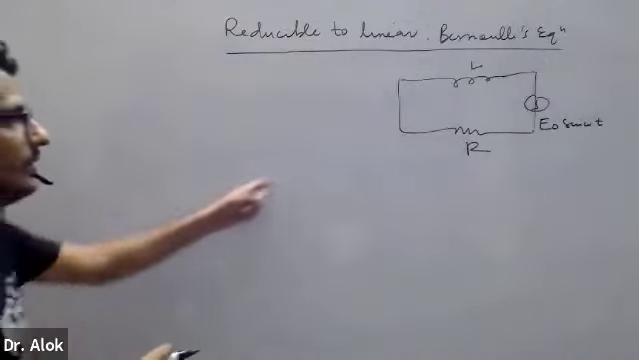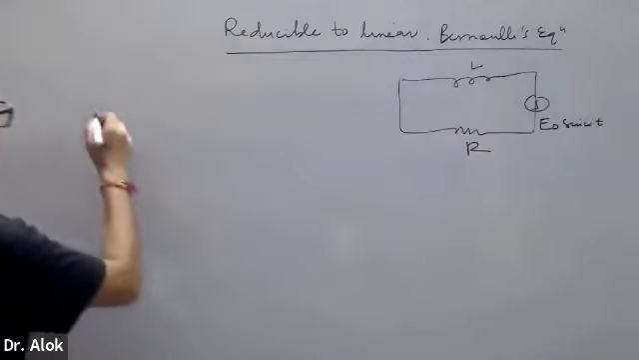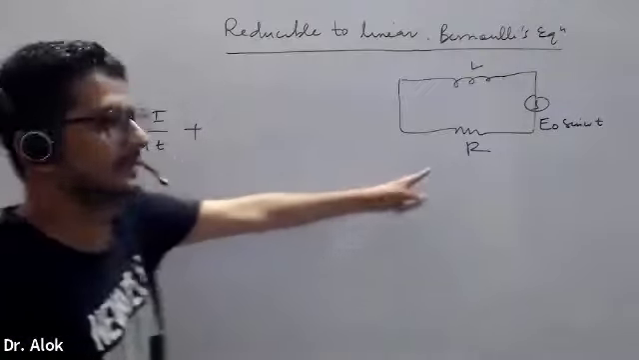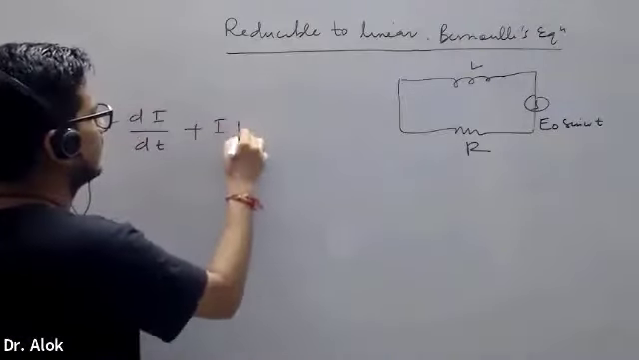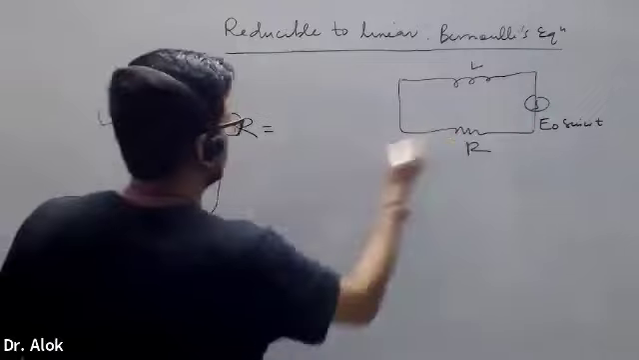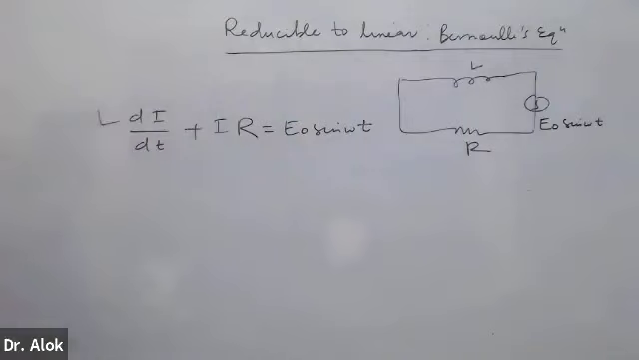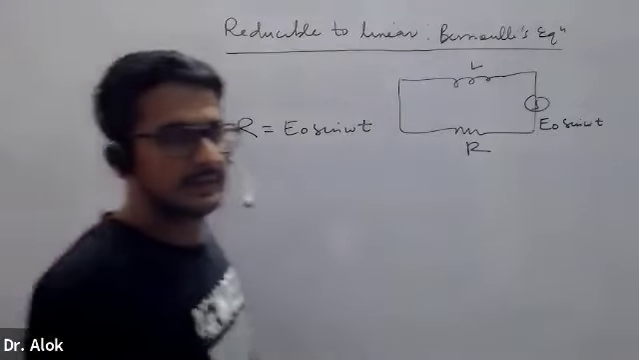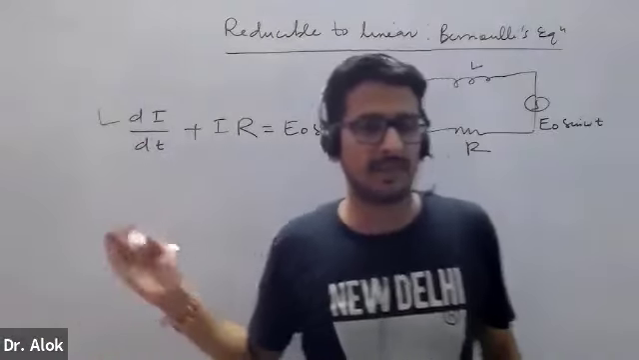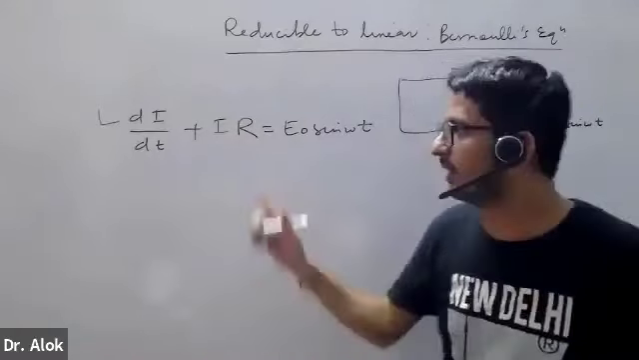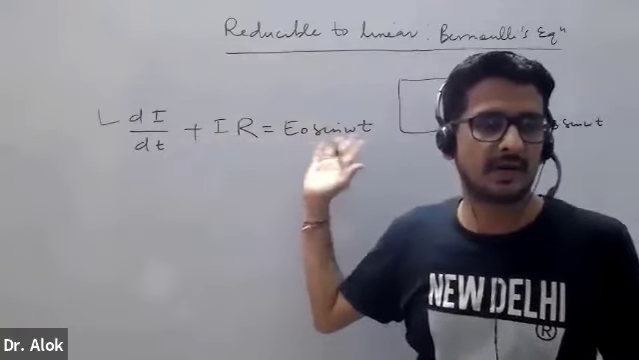In that equation, you know that the voltage developed this side is L di by dt, and the voltage developed this side is IR, and the input voltage is E naught sine omega t. ठीक है? Correct? This you will read in electronics also. My purpose is not to teach electronics, just to tell you how these linear equations are solved. So this is using Kirchhoff's voltage law.